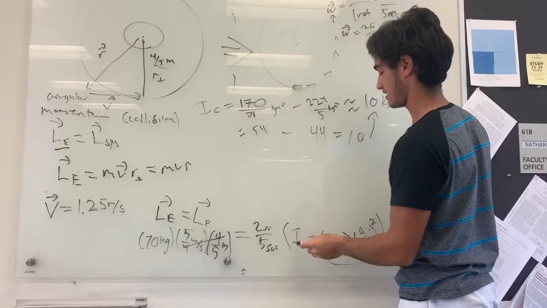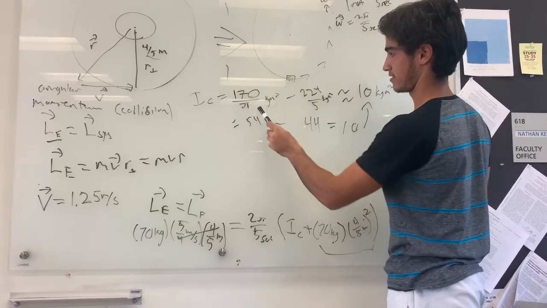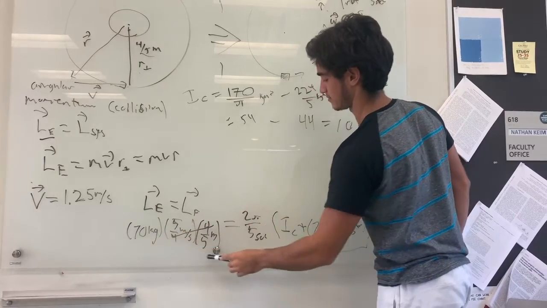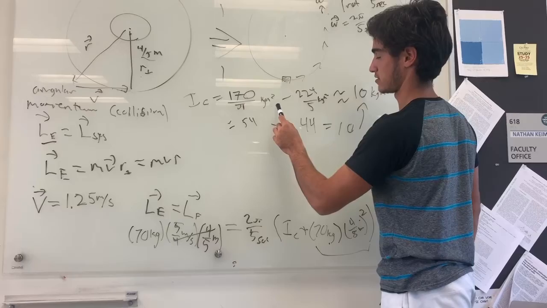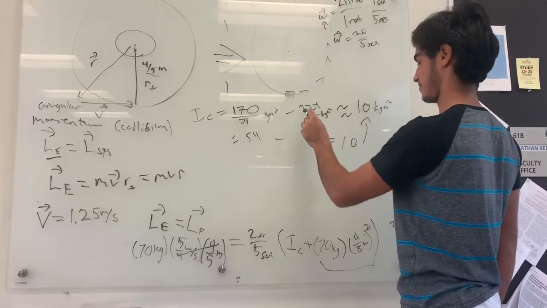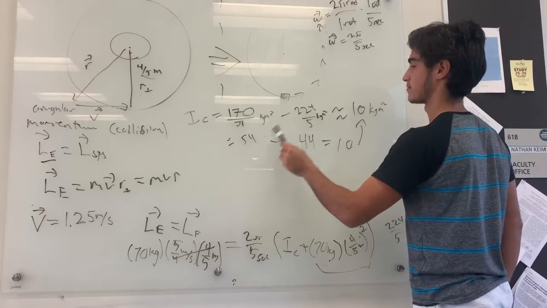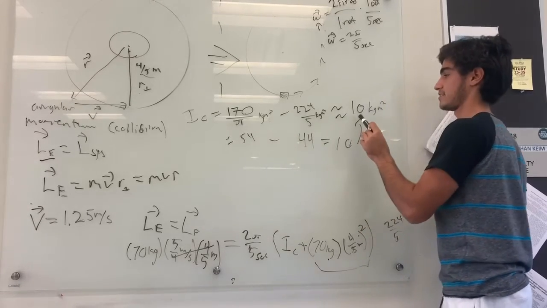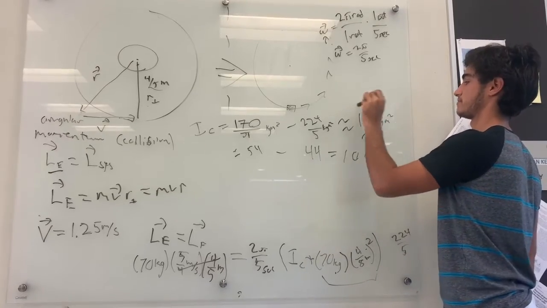So isolating the moment of inertia of the carousel, we get 170 over pi, which is this thing simplified, multiplied by 5/2 pi, and that's kilograms meters squared, subtracted from this section. And we got, this is about 54, this is about 44, so we get about 10. So the moment of inertia of the carousel is about 10 kilograms meters squared.